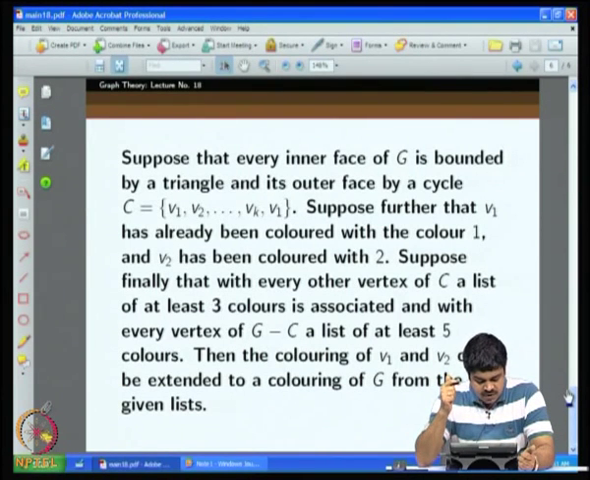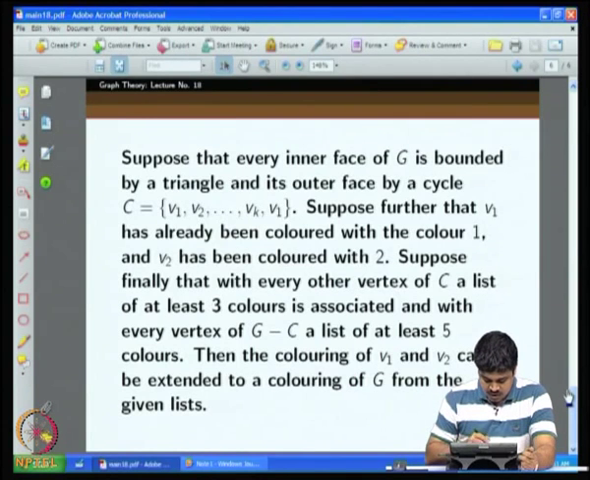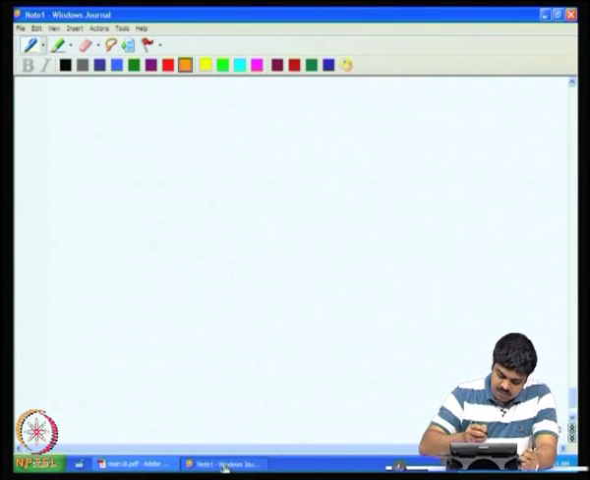Suppose further that V1 has already been colored with color 1 and V2 has been colored with color 2. Suppose finally that with every other vertex of C, a list of at least 3 colors is associated, and with every vertex of G minus C, a list of at least 5 colors is associated. Then the coloring of V1 and V2 can be extended to a coloring of G from the given list. This is what we are going to prove.